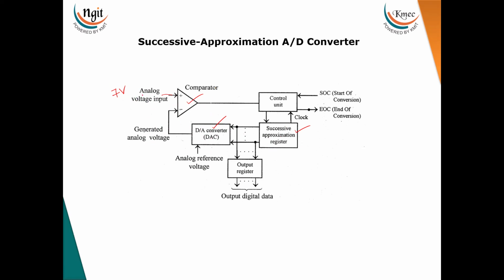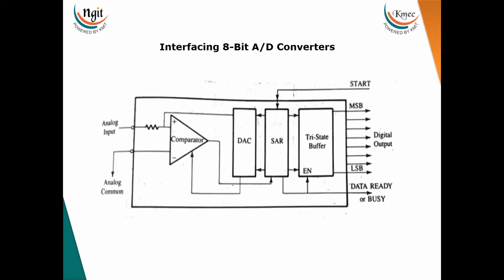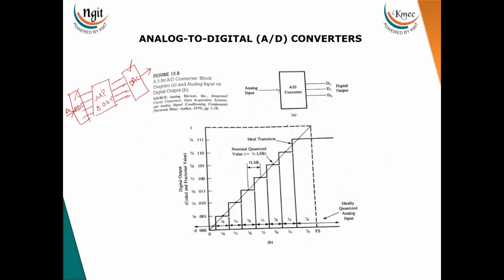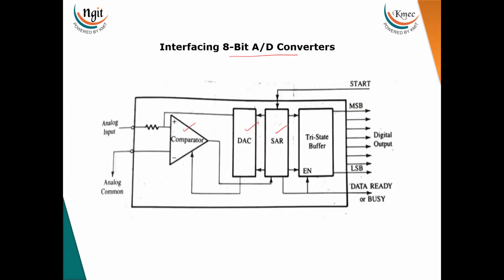Like this, it will convert the analog information into digital information. Now, here we will see the interface. This is an 8-bit ADC IC. Now, in this IC, if you see the blocks, there are the comparator, DAC, and SAR, which we have studied. Apart from these three blocks, one more block is there, that is a tri-state buffer. And if you see this start signal, we are giving the start signal to this SAR to do the conversion, that is, converting analog into digital form.